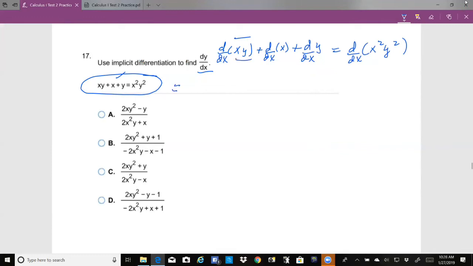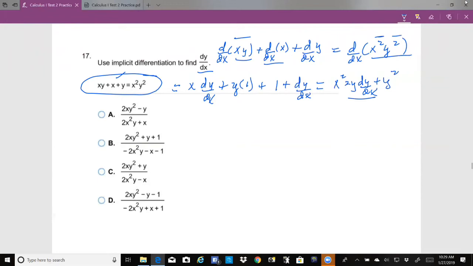d/dx of xy is equal to, using the product rule, the first times the derivative of the second, which is dy/dx, plus the second times the derivative of the first. The first is x, so its derivative is 1. Plus d/dx of x, which is 1, plus dy/dx, equals the derivative with respect to x of x squared y squared. So we have a product here, x squared times y squared, which is first times the derivative of the second. Derivative of y squared is going to be 2y times dy/dx. Don't forget this, because that's the chain rule. And then plus y squared times derivative of the first, which is 2x.